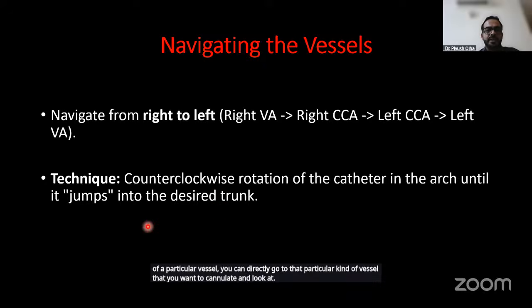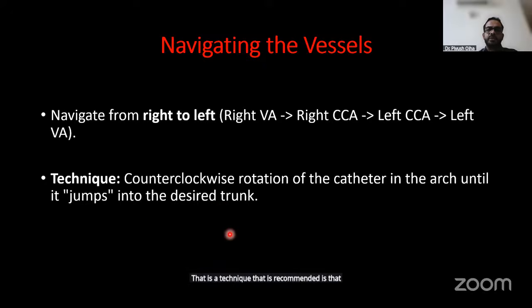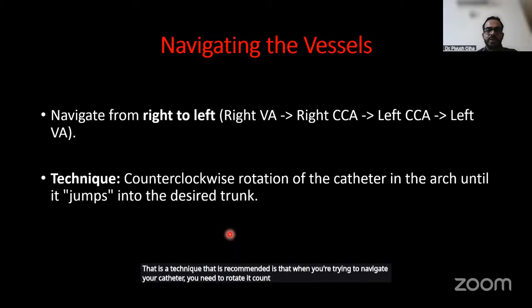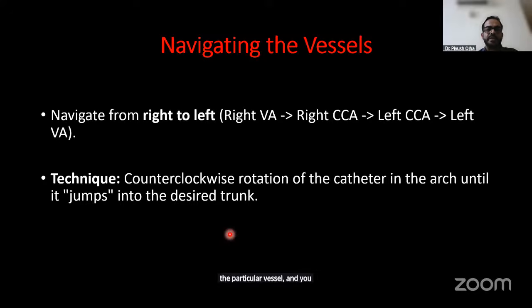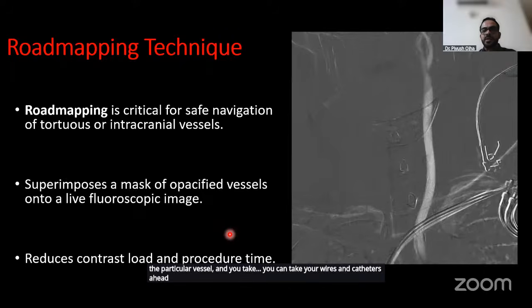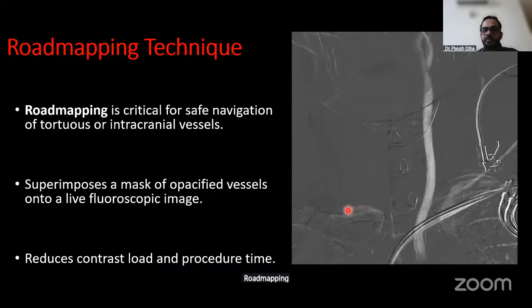A recommended technique is that when you're trying to navigate your catheter, you rotate it counterclockwise and then pull it, so that when it is coming from the right side to the left side, it jumps into the desired trunk. Once you inject contrast, you can see the particular vessel and you can take your wires and catheters ahead. Road mapping is something which is very important.